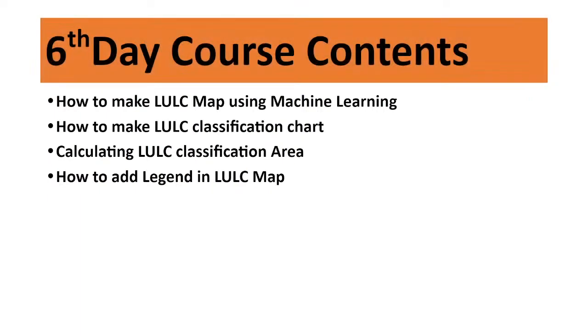This time I will show you how we can easily use machine learning in the Google Earth Engine platform for creating the land use and land cover classification, then how we can check the accuracy assessment of the classification, then how to calculate the area, and then how to add the legend on your land use land cover classification map. All of this we will try to complete.